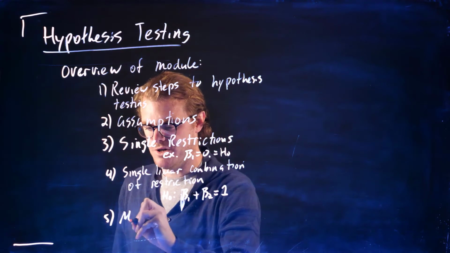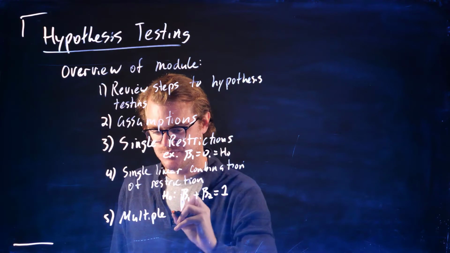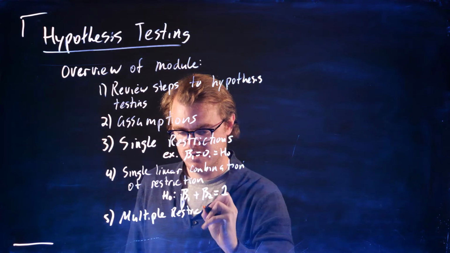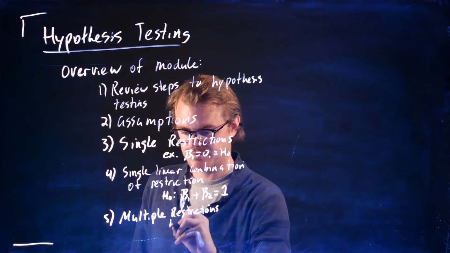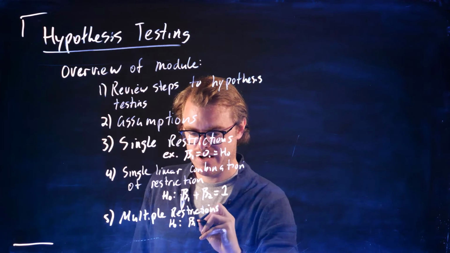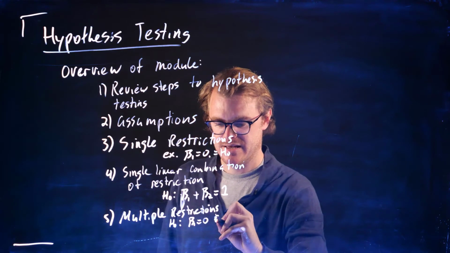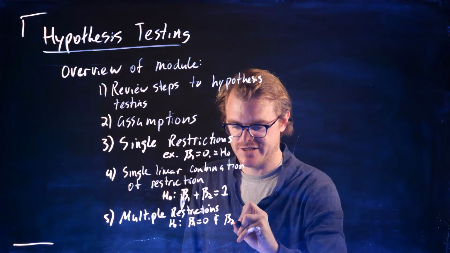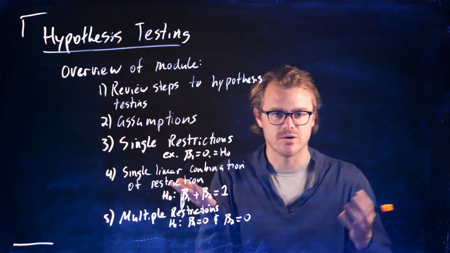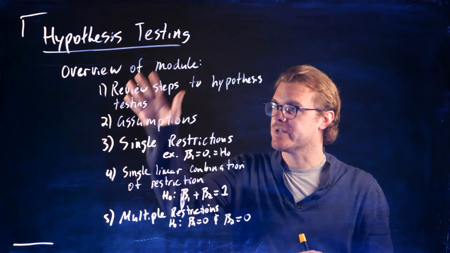And finally, we'll do multiple restrictions. So this is when you might have an H0 where beta 1 equals 0 and beta 2 equals 0 or something, or 1 or whatever. So this is kind of what we're going to cover this module.